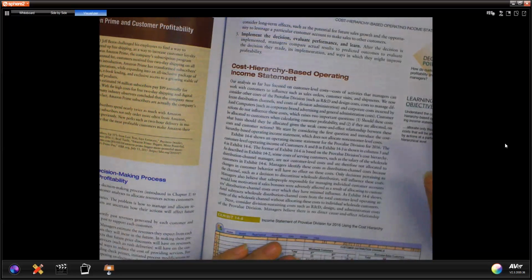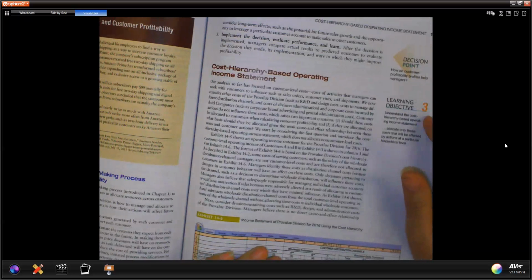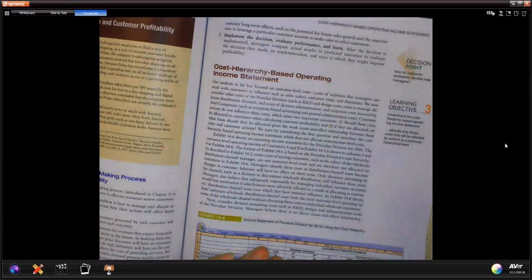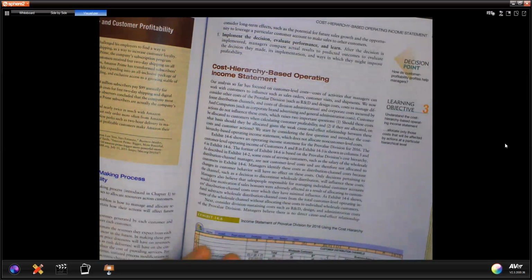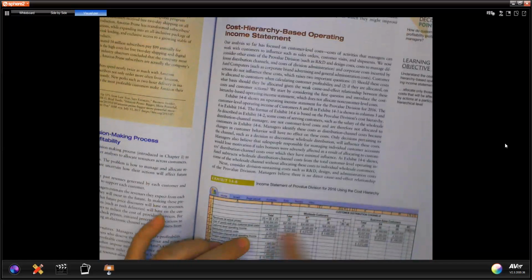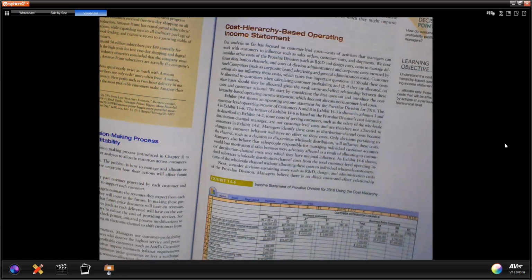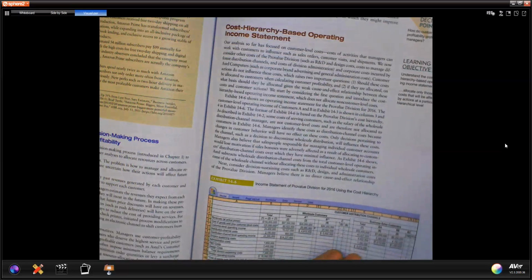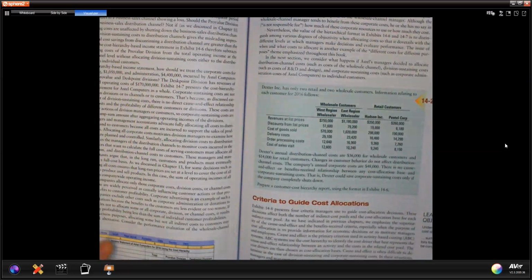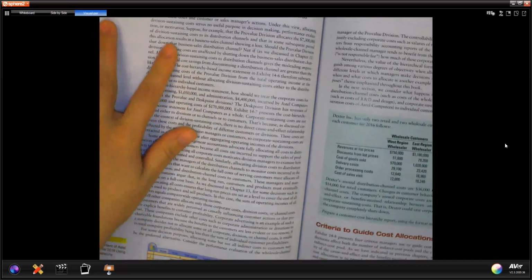Then learning objective 3, here is your cost hierarchy based operating income statement. Exhibit 14-6 is an important table. Make sure you read this table together with the paragraph to get a general idea before we talk about the detailed practice example in class. Okay, you also read some parts of 570 or 571, just to get a general idea.